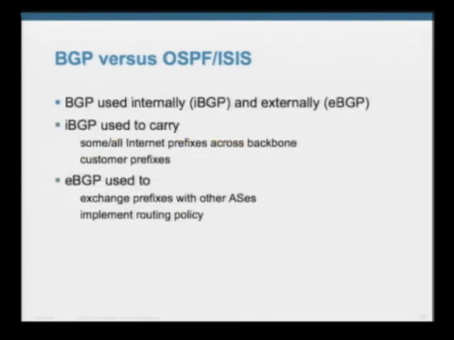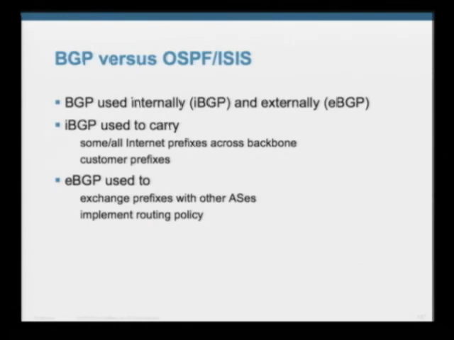BGP is used internally and externally, as I was saying at the start. IBGP carries some or all internet prefixes across the backbone and your customer prefixes. That's where you put your customer prefixes. So as you delegate address space to your customers, or they turn up and connect to your network with their own address space, put it in IBGP. Notice this is v4, v6 protocol independent. Whatever I've been saying so far for IPv4 applies to IPv6 too. Nothing changes. All the changes between v4 and v6 are that the numbers get big, as far as we're concerned in this room doing BGP.